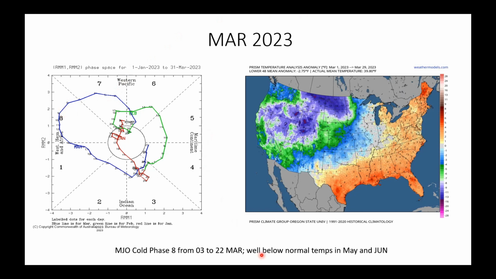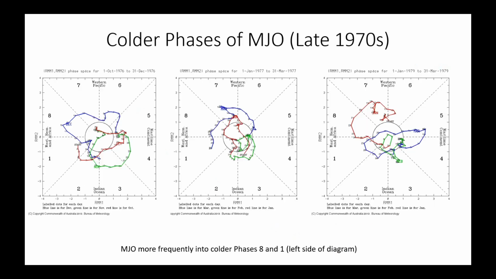In fact, we had well below normal temperatures in May and June. Then there's a lot of other things going on in addition to this. We have the stratospheric warming event in February, and it took a little bit of time for those effects to be felt. Here is an example of some of the colder phases.